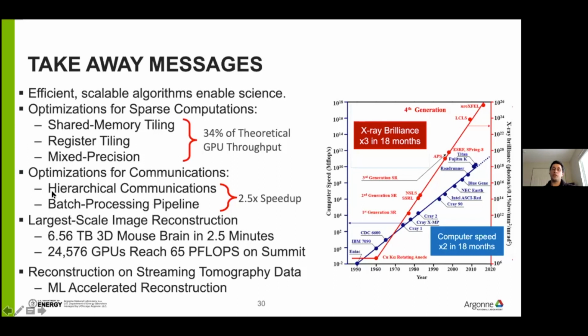We also performed optimizations using hierarchical communications and batch processing pipeline, which provides 2.5x speed up compared to without these optimizations. And we have shown that we can actually reconstruct very large experimental data sets, which were not done before. And yes, we were able to exceed 65 petaflops computational throughput on Summit supercomputer. And I also talked about the reconstruction on streaming tomography datasets and showed how machine learning can improve the overall reconstruction quality and provide us reasonably well reconstructed images, even in the very early stages of the experiments.